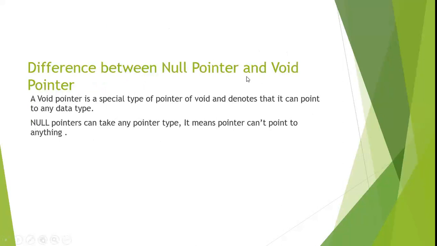Difference between null pointer and void pointer. A void pointer is a special type of pointer and denotes that it can point to any data type. See, in case of a void pointer, we don't assign any value to it, and we assume that it may point to any particular address in future. But in case of a null pointer, we assign 0 to it and we are sure that it will not be pointing to any variable, so it will have a 0 value or the null value. This is the difference. Is it clear to all?